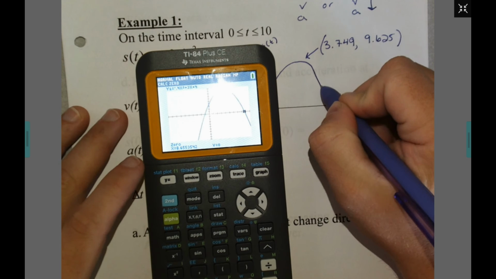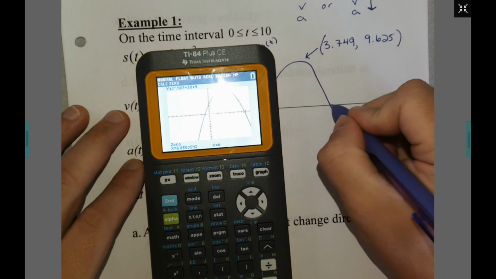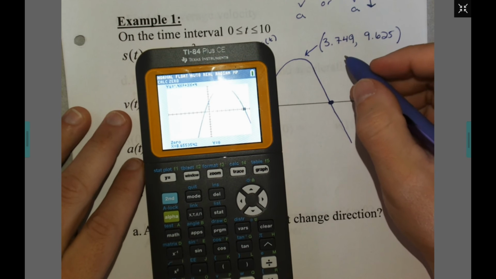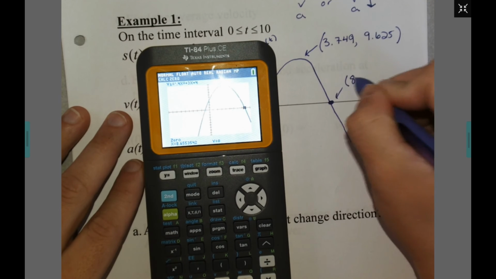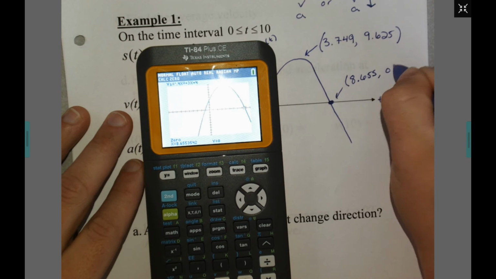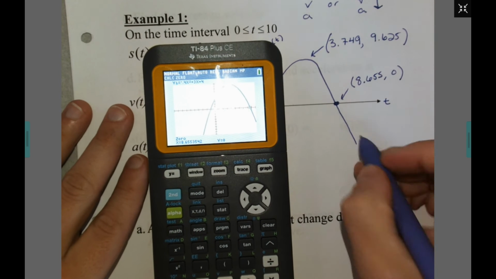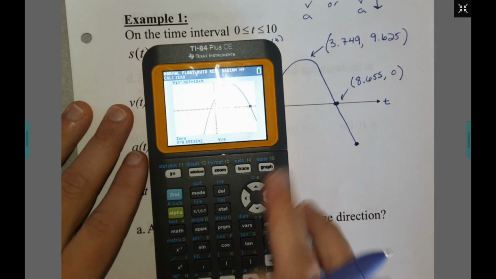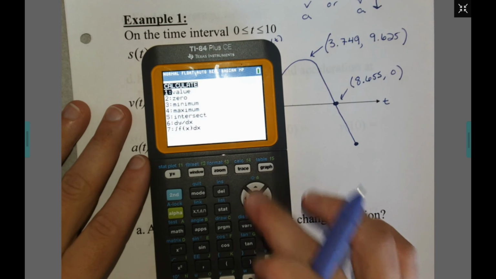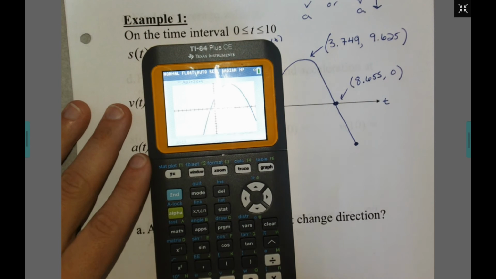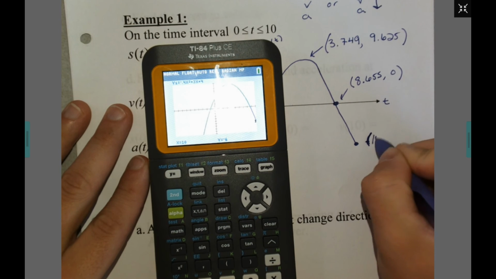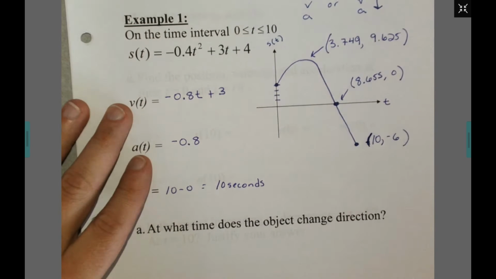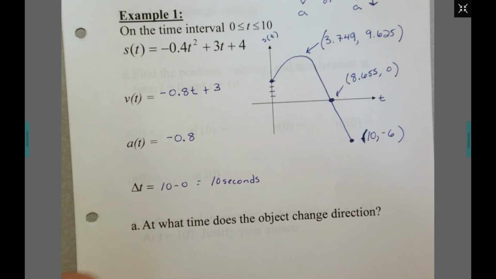So just drawing the graph down, it looks something like this. So we are at, right there, it's going to be 8.655, 0. Last point I'm going to want on here is going to be the endpoints. So I already have the y-intercept. My endpoint over here, when I go ahead and plug in 10 for x, we're going to get a y value of negative 6. So let's see, that shouldn't be a negative. That should be 10 comma negative 6. That'll be my endpoint. So there's my rough sketch for my position graph.